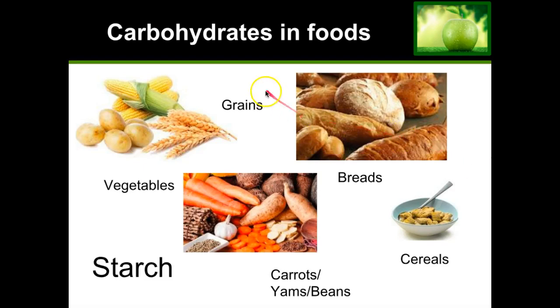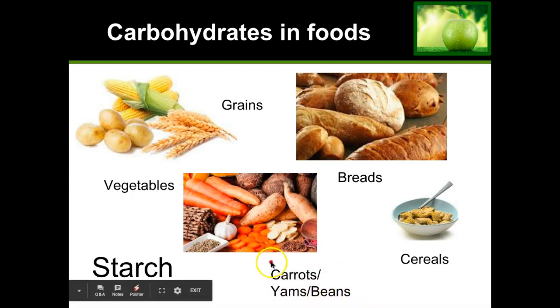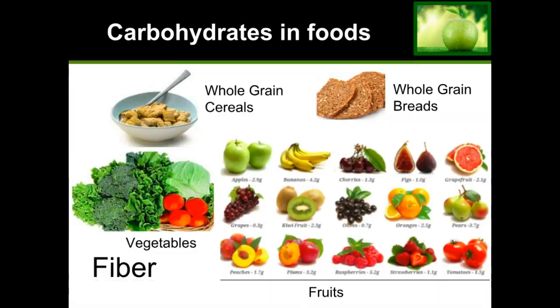Starches can be found in grains and vegetables, especially foods like yams or beans, carrots, and grains are found in breads and cereals. Fiber is particularly important in your diet. It can be found in whole grain breads, whole grain cereals, vegetables, and a variety of fruits. All your fruits contain important sources of fiber for your diet.